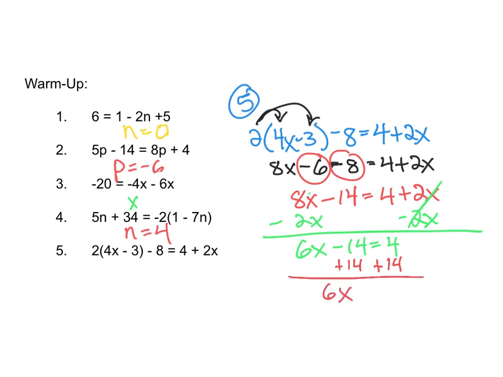We have 6x, and the positive and negative 14 go away. 4 plus 14 is 18. 6 and x are multiplying, so we are going to divide. 6 divided by 6 is 1, which leaves x by itself. 18 divided by 6 is 3. So the answer for number 5 is 3.